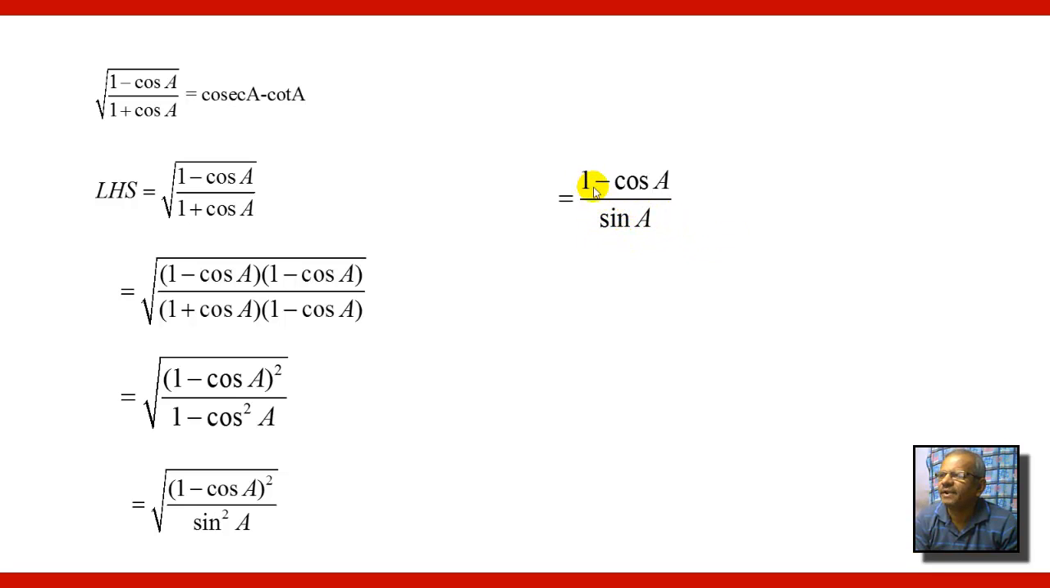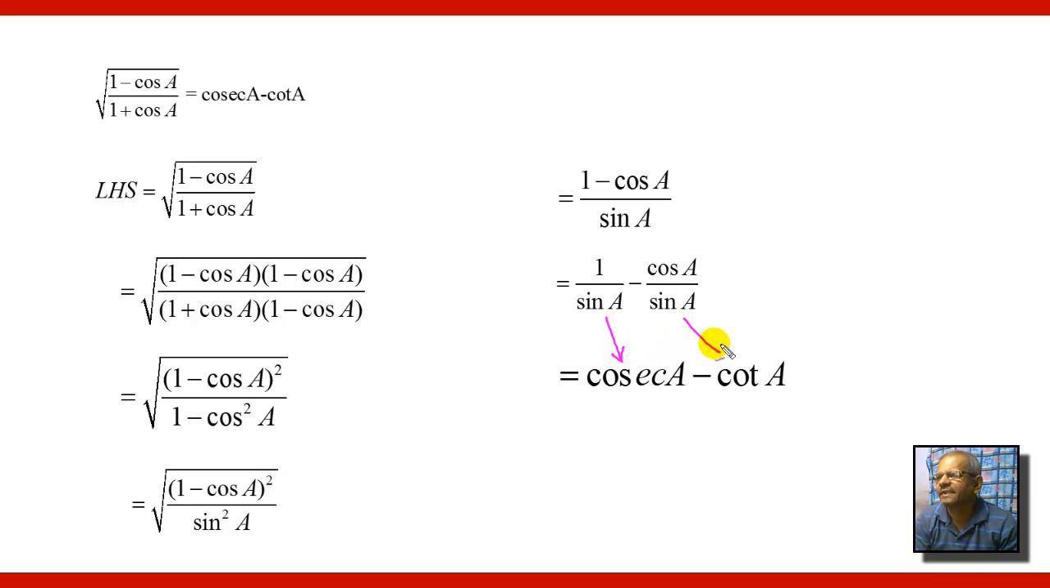Sin A is a common denominator of both the terms in the numerator. So separating it, you will get 1 upon sin A minus cos A upon sin A. But 1 upon sin A is cosec A, and cos A upon sin A is cot A. Therefore 1 upon sin A is replaced by cosec A, and cos A upon sin A is replaced by cot A, and therefore we get cosec A minus cot A. Hence we have proved square root of 1 minus cos A upon 1 plus cos A is equal to cosec A minus cot A.